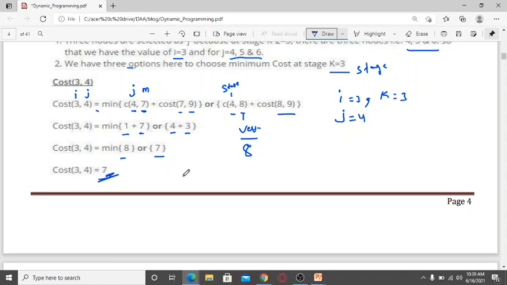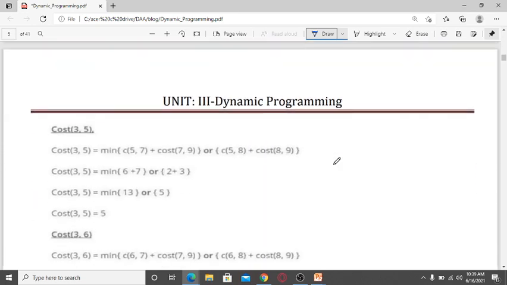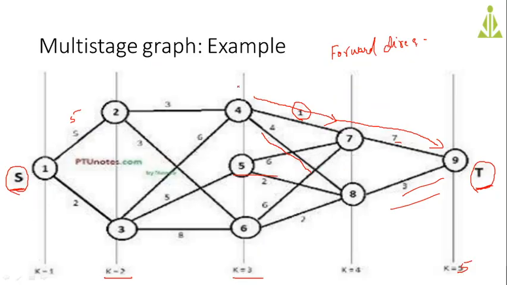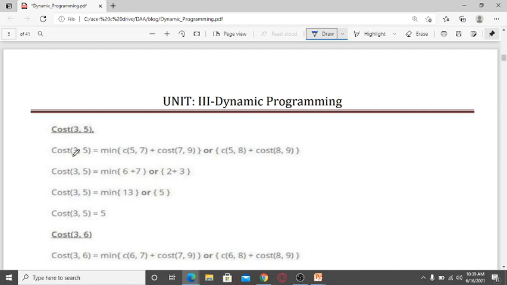In a simple way we can make a table so that it will be easy for you to remember all the points. Next, what we have completed just now is the third stage, 4th vertex. Now we need to do the third stage, 5th vertex.